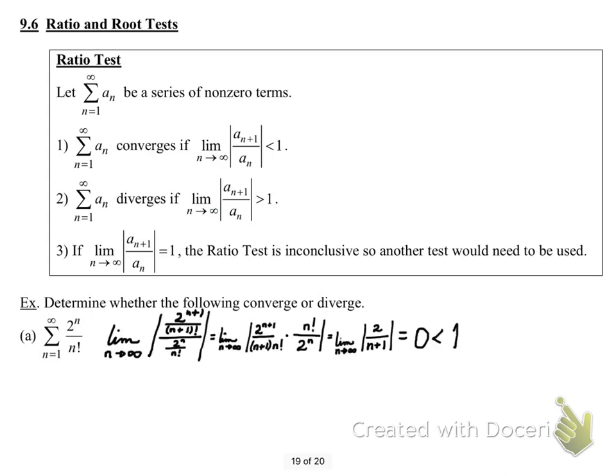On this first example, we take the limit as n approaches infinity of the absolute value of the next term divided by the current term, and we get a limit of 0, which is less than 1. And just to review some algebra in here, this 2 to the n cancels with this 2 to the n, and you're left with just 2 to the 1.